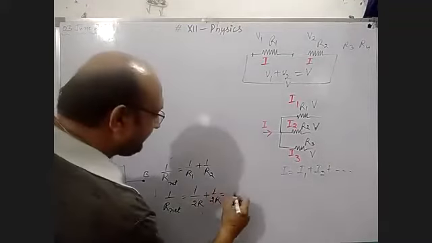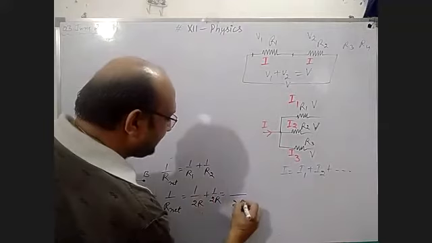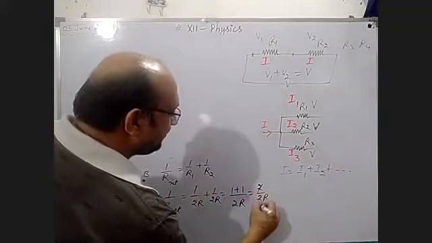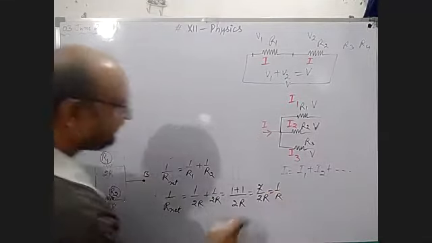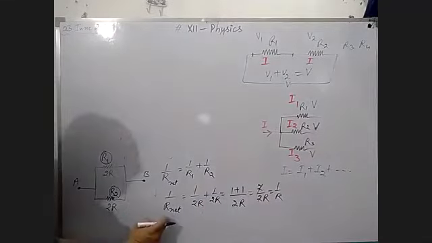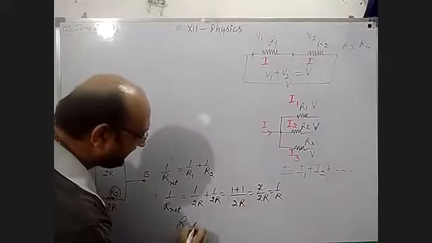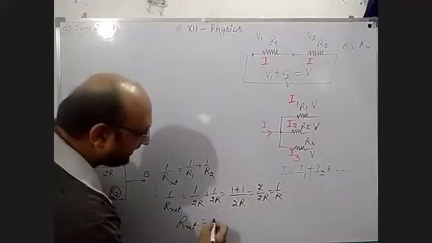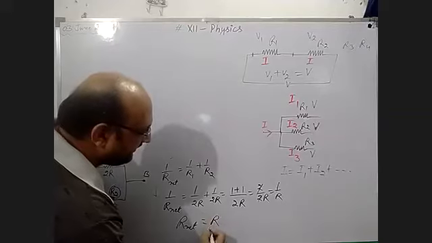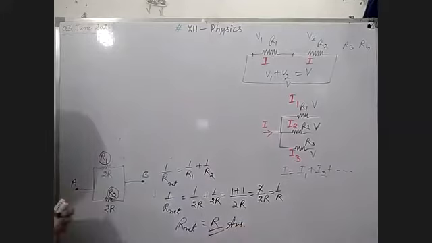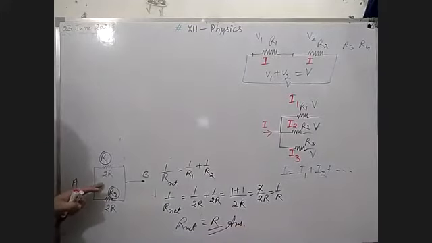Now 2R is the LCM here, 1 plus 1. 2 by 2R is here, 2 cancel, 1 upon R. But this 1 upon R is the value of 1 upon R net. Now, by taking the reciprocal of this, you can get the value of R equivalent or R net, that is R. R is the final answer in this case. But this is a very, very easy thing.